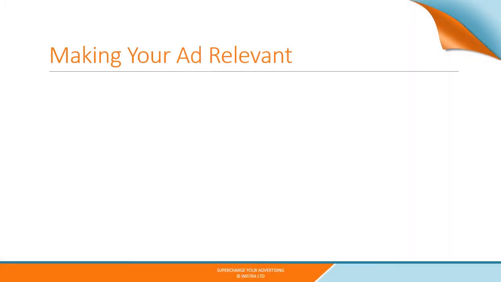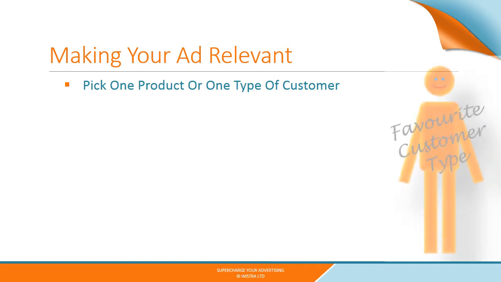So to create a really great headline, one that's relevant to your customers and one that will stand out and make them read on, the first thing you need to do is to pick one product or one type of customer. What I'd like you to do now is to think about your absolute favourite sort of customer, the ones that spend more, come in and buy more frequently, complain the least, the ones that are nicest to deal with. I'll give you an example of why this is so important.